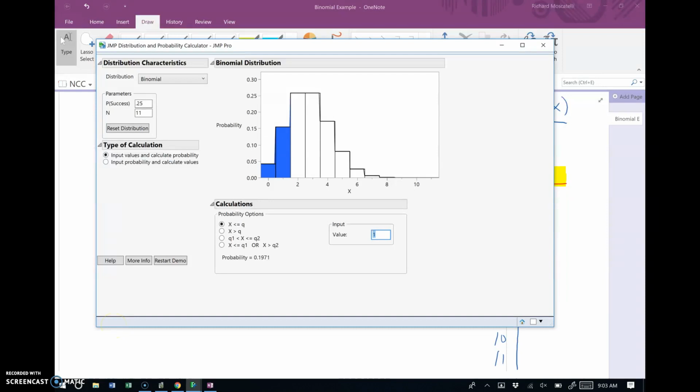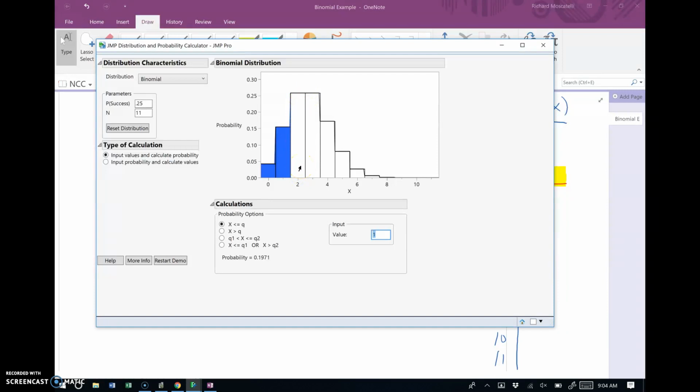Notice that right now, the default when you get here, in this calculation section, is the first button selected, which is X less than or equal to Q. They're using Q as a generic variable. They put a 1 as a default, so less than or equal to 1 is what this represents, and the bars for 0 and 1 are both shaded. That's a combination of probabilities for 0 and 1 together, which is called an at most probability. We don't want that. What we want is just the bar for 2 to be shaded.